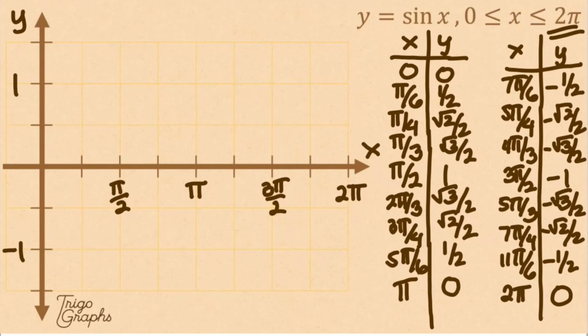Take note that this is pi. To get pi over 6, you'll be dividing that into 6 parts. So your pi over 6 is somewhere here. It's pi over 6, so you will have to divide it something like that. This is your pi over 6, this is your pi over 4, and this is where you will see your pi over 3.